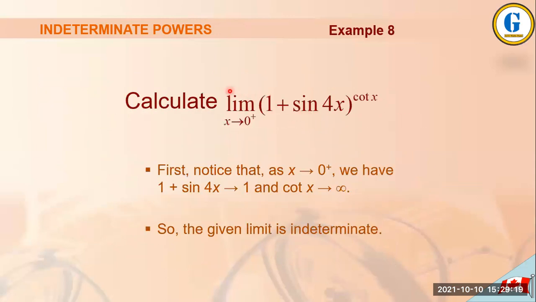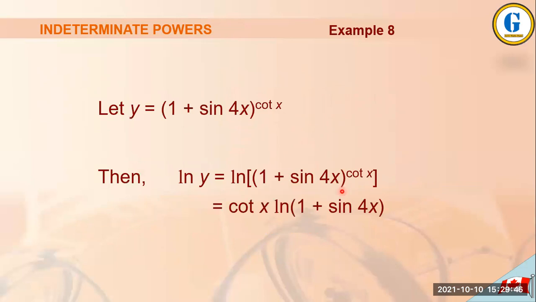Now let's look at this particular limit. Calculate this limit. So cot 0, what is cot 0? It's undefined, right? Sine 0 is equal to 0, good. So you start, first notice that as x tends to 0, 1 plus sine 4x tends to 1, and cot x tends to infinity. So you have 1 to the power infinity.